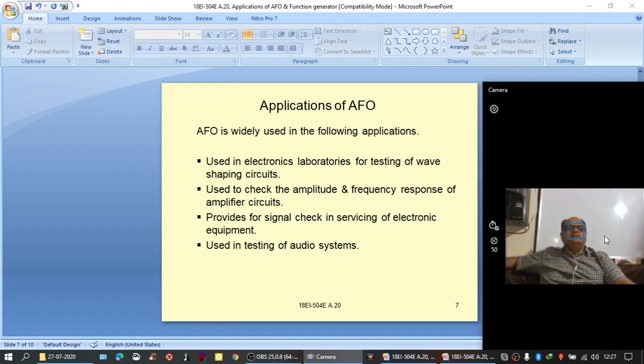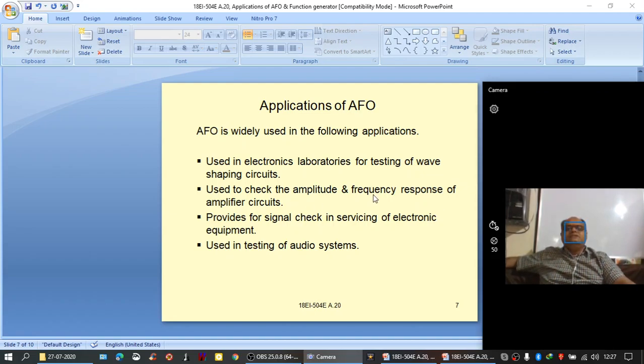Non-linear in the sense, input is increased by 1 unit, output increases by 5 units. Input increased by 1 unit, output increases by 10 units. Now, it does not follow the output by input is equal to gain formula in that case. So, only in certain limits or only in a certain frequency range, the amplifier produces faithful amplification.